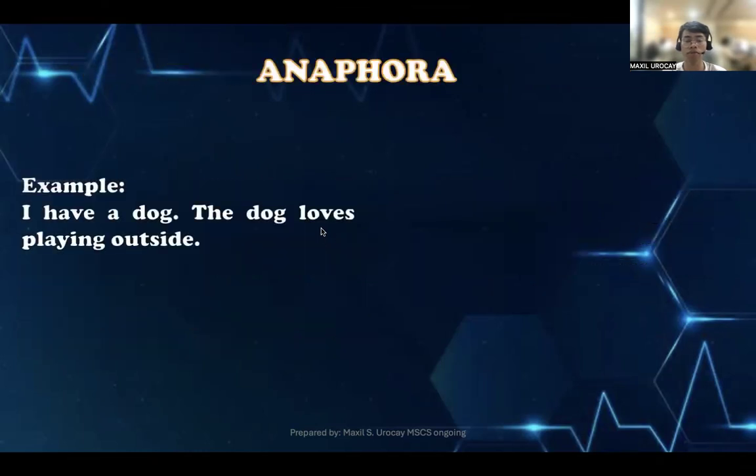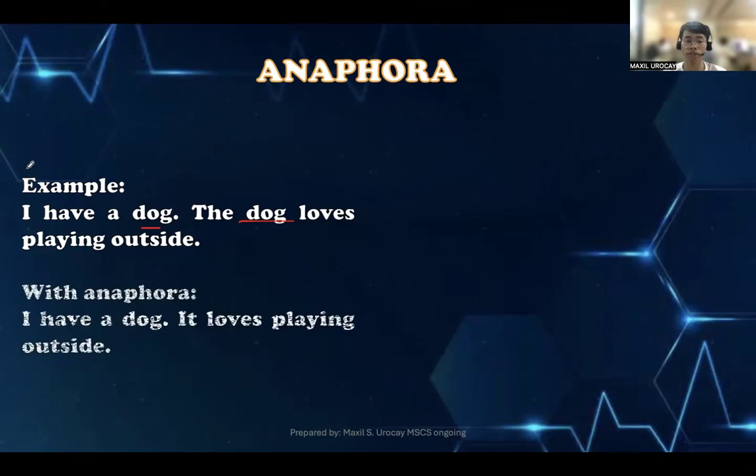In terms of anaphora, we have a specific example here. For example, "I have a dog, so the dog loves playing outside." There is a repetition. How can we solve that using anaphora? For example, "I have a dog. It loves playing outside." This is really simplified, unlike the one where we are not implementing anaphora and "the dog" is stated twice, which is already repetitive.